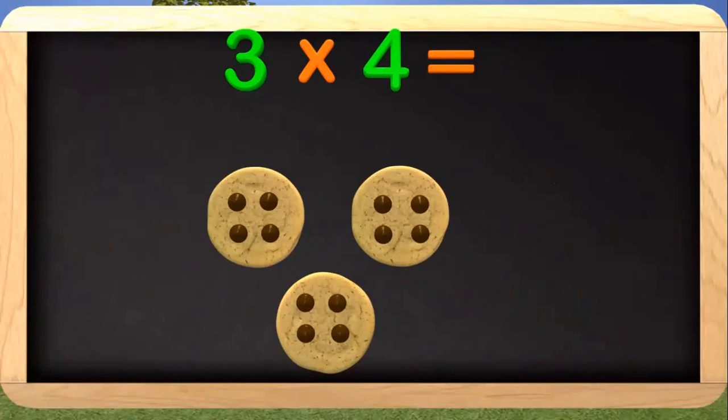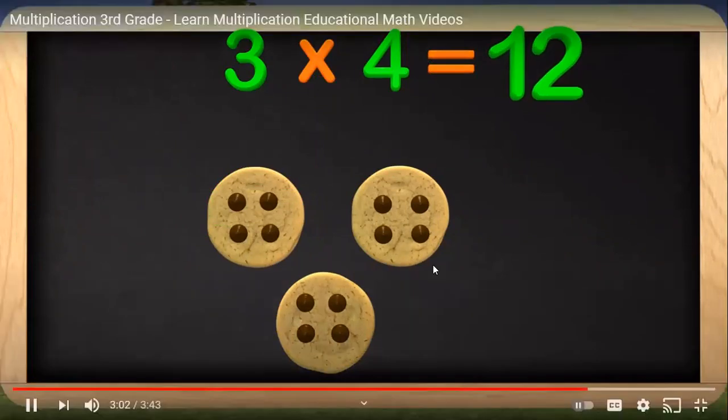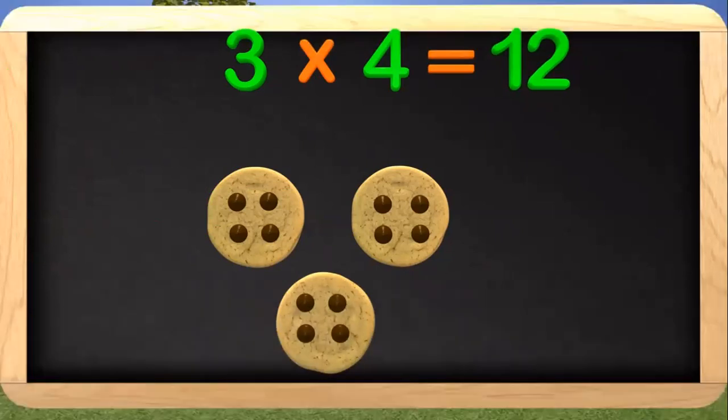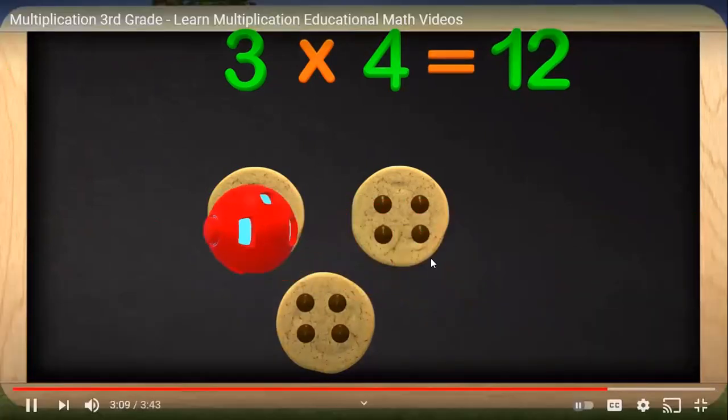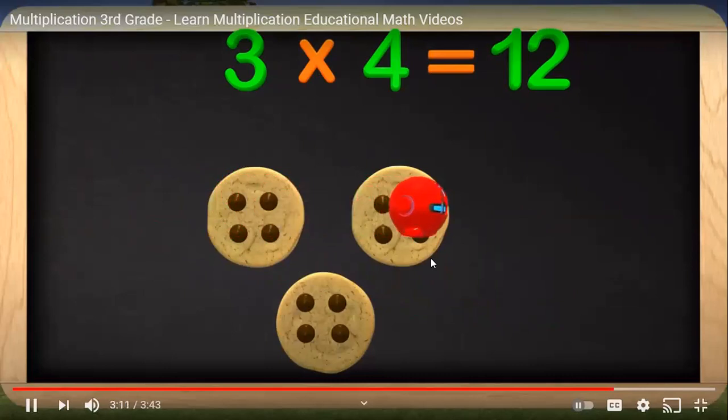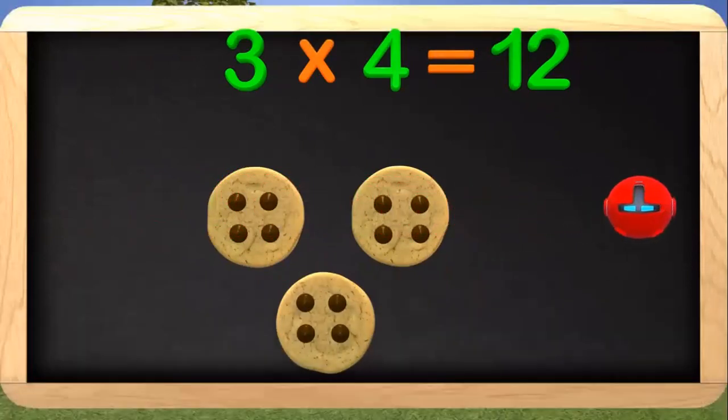Can you count the chocolate chips and tell me what 3 times 4 is? You can use skip counting or count by ones. The answer is 12. Great job, kids! 3 multiplied by 4 is 12, and we not only know the answer, but we know how multiplication works. I hope you learned a lot like I did. Visit me next time to learn more about math.